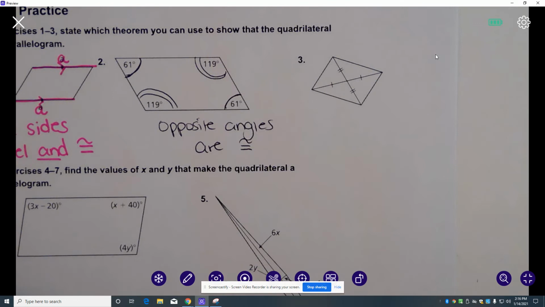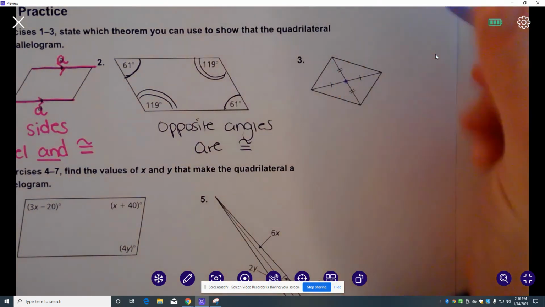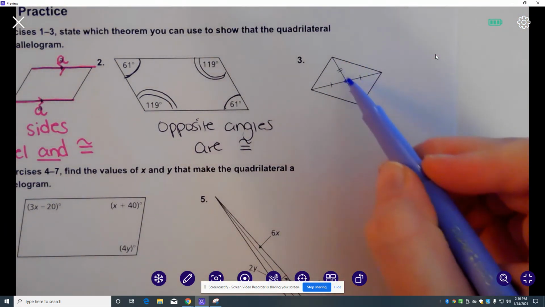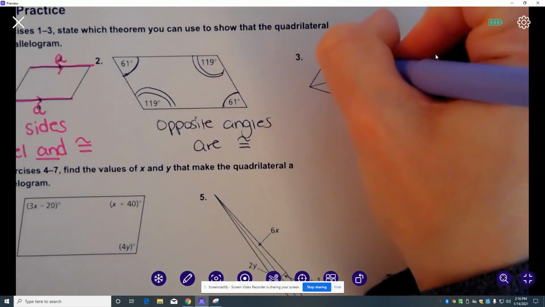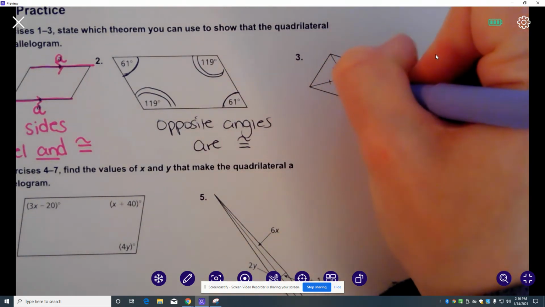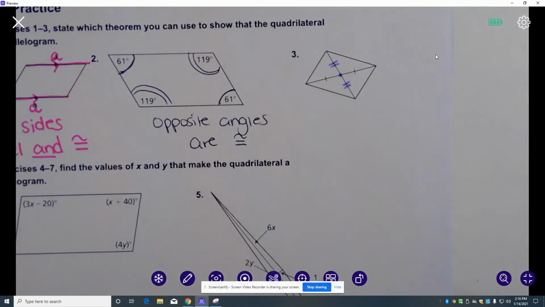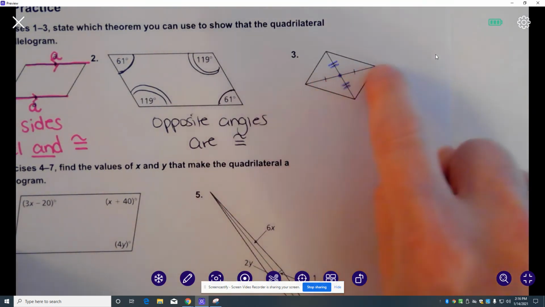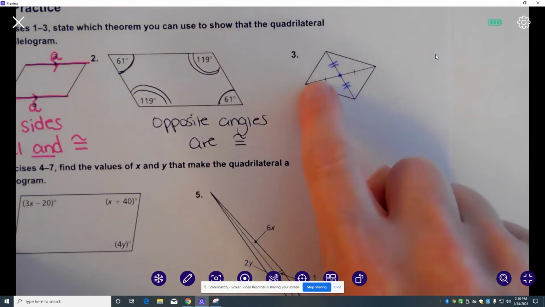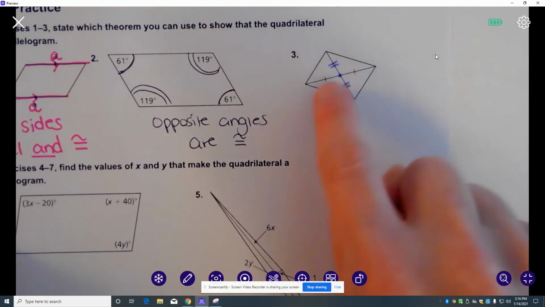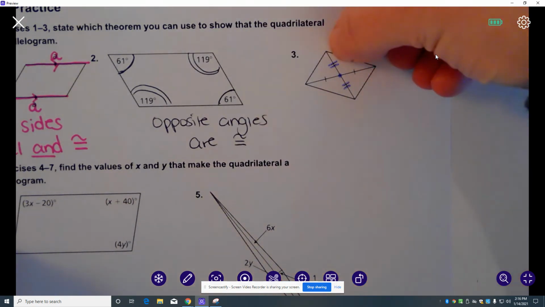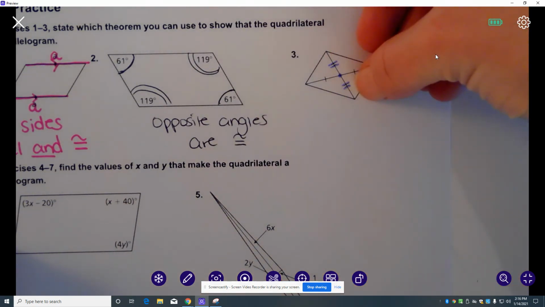And number 3, we have to figure out how we know this is a parallelogram. They give us some information about the diagonals. Notice where the diagonals intersect, they give us some information about these segments. This segment is congruent to this segment, meaning this diagonal, sorry I keep using the word this, I just don't have any labels for me to use. So this diagonal bisects this diagonal.